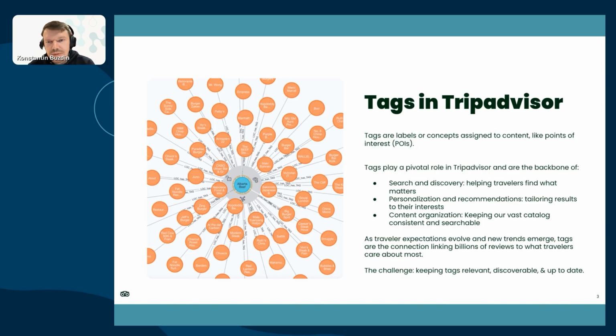As traveler expectations evolve and new trends emerge, tagging data is changing. It's changing all the time, and the big challenge here is to make sure it's up to date. How do we keep the tags relevant? How do we make sure a point of interest is not missing a tag it should have?